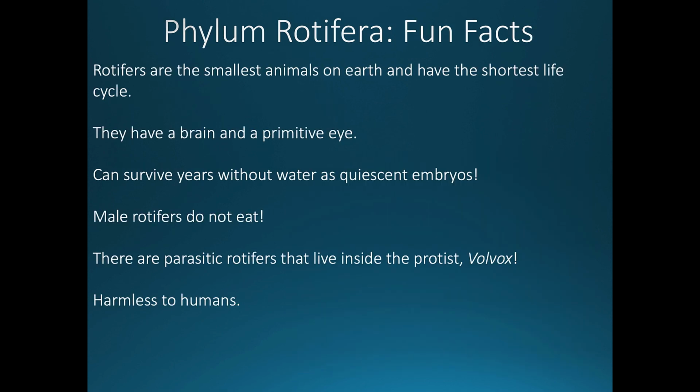Some interesting facts about Rotifera. They're the smallest animals on Earth and have the shortest life cycle. As I mentioned in the opening slide with the Rotifera, they do have a primitive brain and a primitive eye. They can survive in this quiescent state for years without water. Interesting, male Rotifera do not eat. Many Rotifera are parasitic, but they're not parasitic to humans. So they're relatively harmless to us. But they do live inside several protists, like the Volvox.